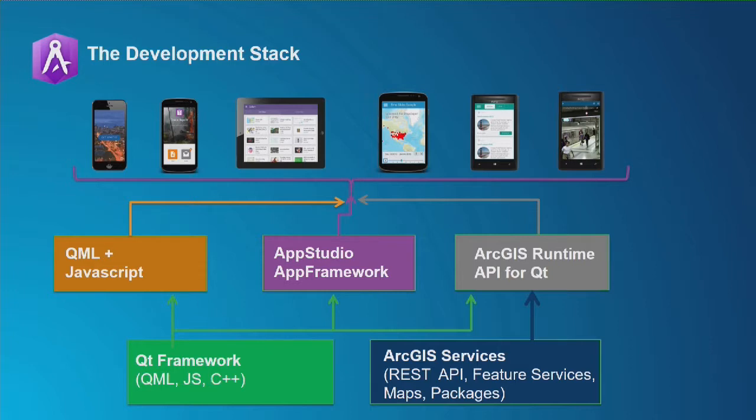Underneath of that, there is a framework that we use. It's called Qt Framework. The Qt Framework is the one that powers the QML, the AppStudio AppFramework, and also the Runtime Qt. It's written Qt, but it's spelled Qt. And for the runtime, it's powered by the ArcGIS REST API, feature services, maps, and packages.